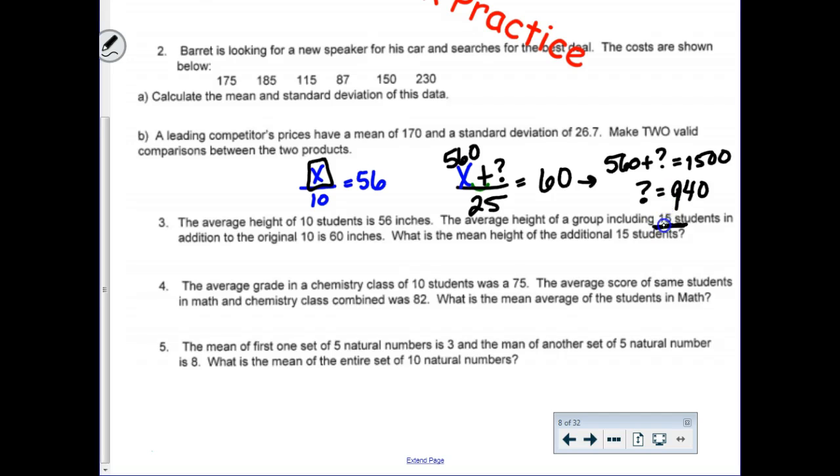The total number of inches if you added up all of these mystery 15 students. So if their question is, what is the mean height of these 15 students? Well, I would have added up all of their heights, which apparently adds up to 940. And then to average them, I would divide by 15. That was a tricky little question, and I think it was worded weird on top of it. So is it 62.67? Okay, cool.